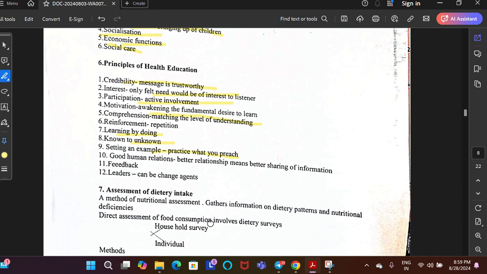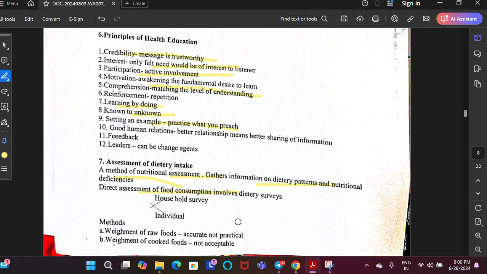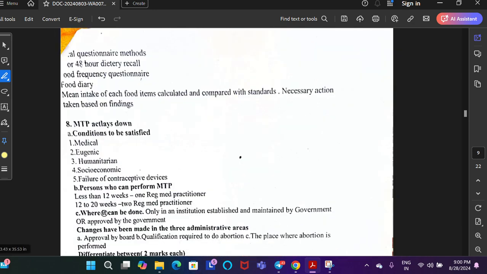Then assessment of dietary intake, a method of nutrition assessment that gathers information on dietary patterns and nutritional deficiencies. Direct assessment of food consumption involves dietary surveys, household surveys, and individual methods. Weighment of raw foods is accurate but not practical; weighment of cooked foods is not acceptable. Then oral questionnaire methods: 24-hour dietary recall, food frequency questionnaire, food diary. Mean intake of each food item is calculated and compared with the standards. Necessary action is taken based on findings.